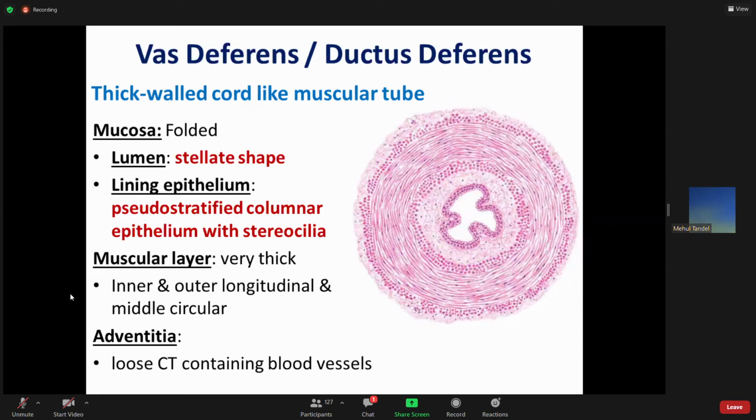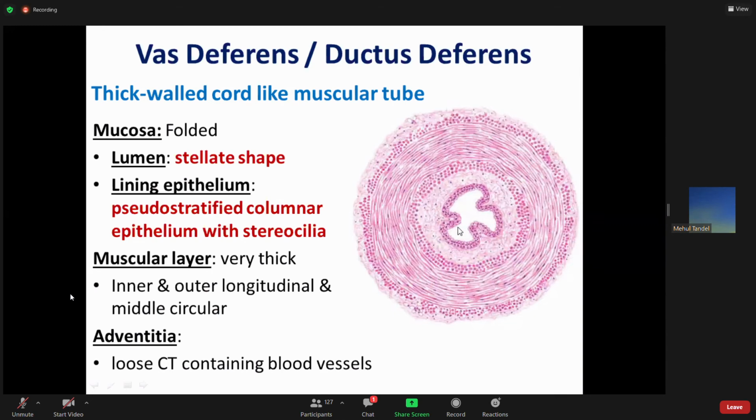Clear? You already know the function of the vas deferens. It transports spermatozoa from the duct of the epididymis to the prostatic urethra. Just before the prostatic urethra, the vas deferens and the duct of the seminal vesicle join to form the ejaculatory duct. So that is about the structure of the vas deferens.